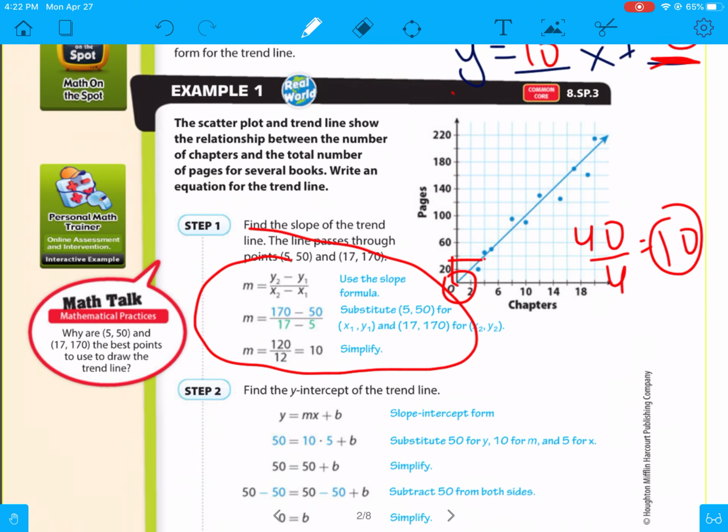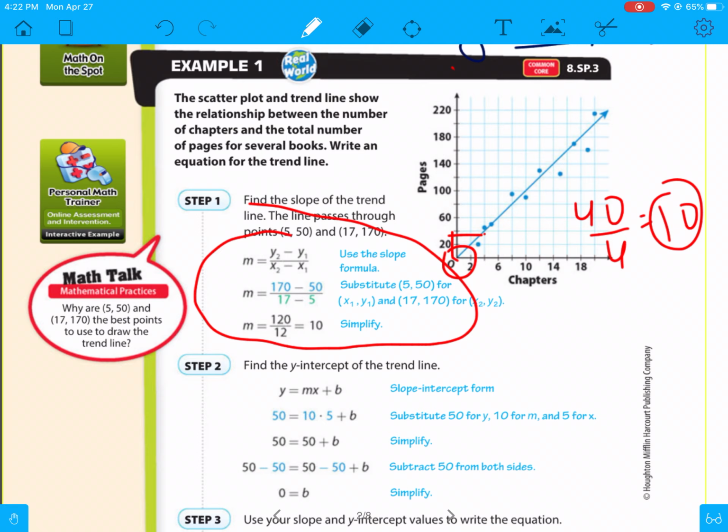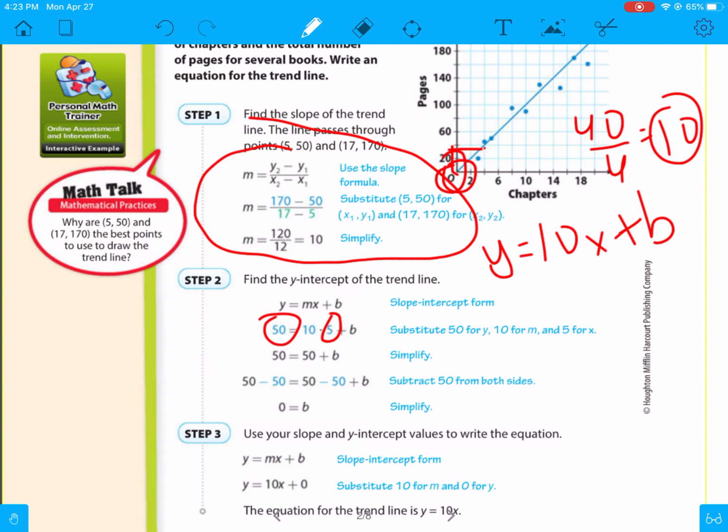So then all we have to do is write y equals 10x plus 0. Or if you find your slope, you can have y equals 10x plus b, and then plug in an x and y. So like 50 is your y, so you can plug your 50 in there, and your x is 5. And then solve for b, or you can just say, hey, look, your b is 0. So you would have y equals 10x plus 0. So all you're going to have to do is just find your slope and find your y-intercept of the trend line that you create.